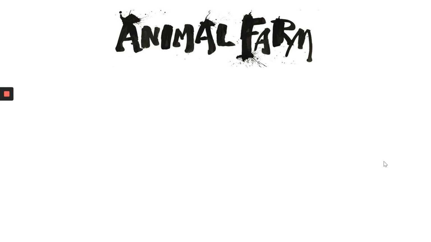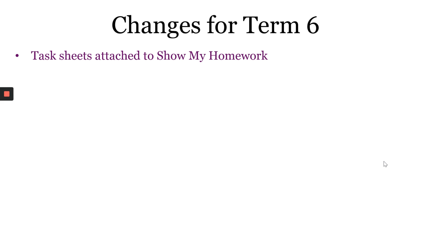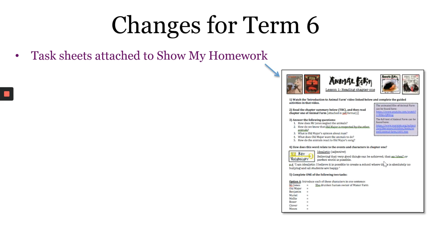But before we do that, I just want to go through a few small changes to the way that work is being set for you this term. So first of all, you'll have seen today that you've got your lesson on Show My Homework, and attached in PDF was a task sheet that looks something like this. That is giving a list of activities which you simply need to work through. This is going to be the format that you have all of your English work in through to the end of term.